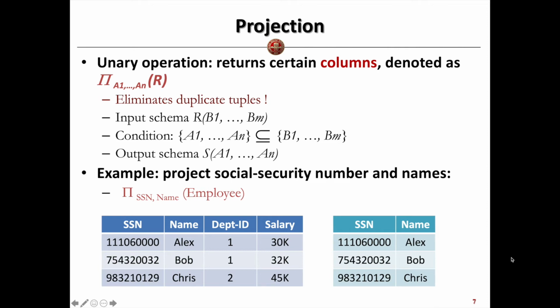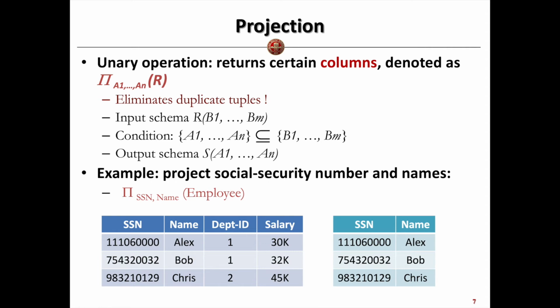So the projection is a unary operation. It returns certain columns. Formally, we can represent the projection as a pi with subscript A1 to An, and then we have parentheses, we have R, which denotes the relation we are working on. So the pi denotes projection. A1 to An denotes the attributes we plan to get from this relation R. And R is the relation we're working on.